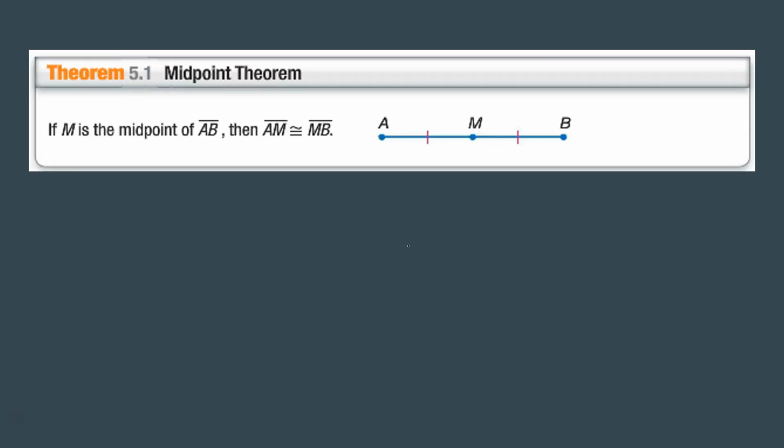Alright, then we have the midpoint theorem. If M is the midpoint, so midpoint, think of the middle point, on line AB, then AM is congruent to MB, which is true. This line just means congruency. So if this is 5 centimeters for AM, then MB must be 5 centimeters as well.